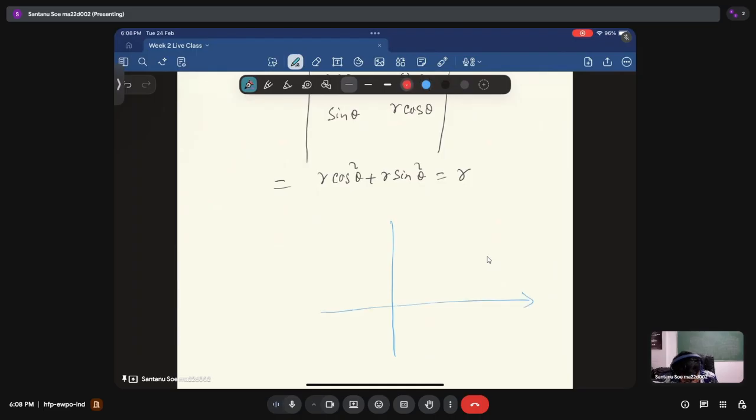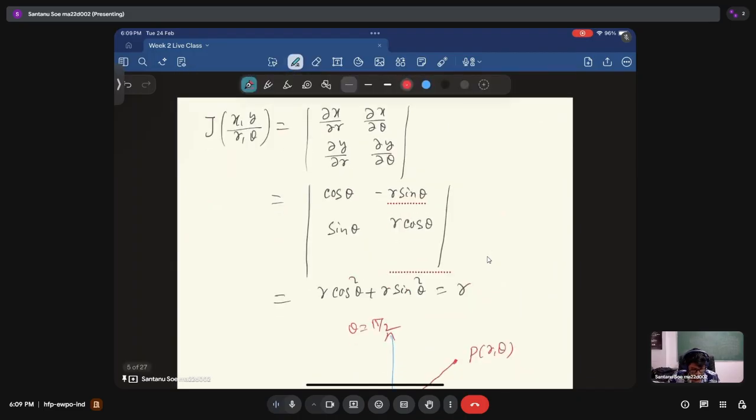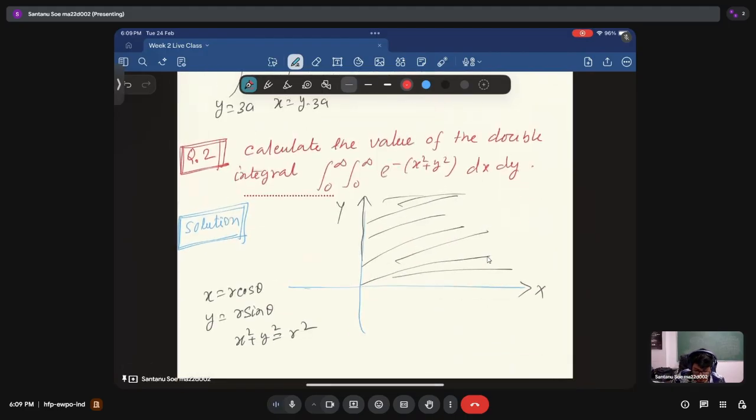So now let us draw the region again. So now we'll draw the region in polar coordinates. So this is our theta equals 0, and this is the angle theta equals pi by 2, and this is some point r comma theta. Now try to see that in the integration it is asked that the region is varying from 0 to infinity, like the x-axis is varying from 0 to infinity, and similarly the y-axis is also varying from 0 to infinity, right?